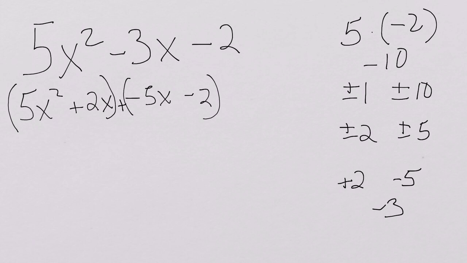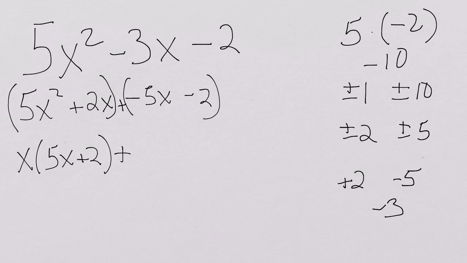And then we're going to factor out the greatest common factor of each group. Well, the greatest common factor here of 5x squared plus 2x is really just the x. They both have an x in it, an x here and an x here. So we'll go ahead and take that out. This is going to be x times, that'll leave us 5x plus 2.